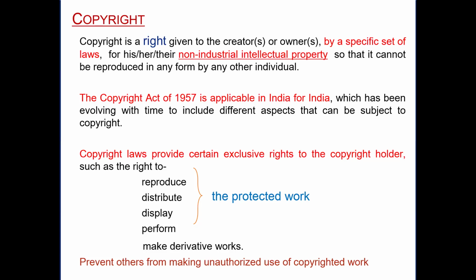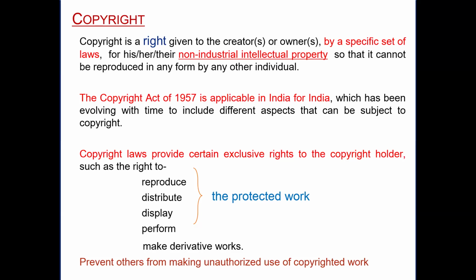Now, for what is a copyright given? You can see here, these three terminologies have been given: his, her, their. It is very implicit that this can be of any gender, or it can also be given collectively to a group. It will be given for a non-industrial intellectual property. As I have already told, copyright is a purely non-industrial intellectual property.